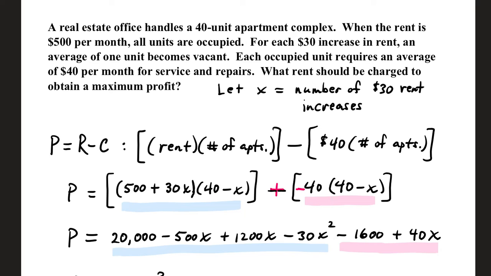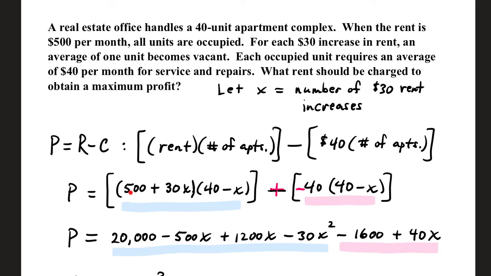For rent, we have a starting amount of $500 per month, and then depending on how many increases there are, we're going to add $30 each time the rent goes up. Now recall, every time the rent goes up $30, the number of apartments reduces by one. So the number of apartments being rented will be 40 minus however many increases of rent there are.